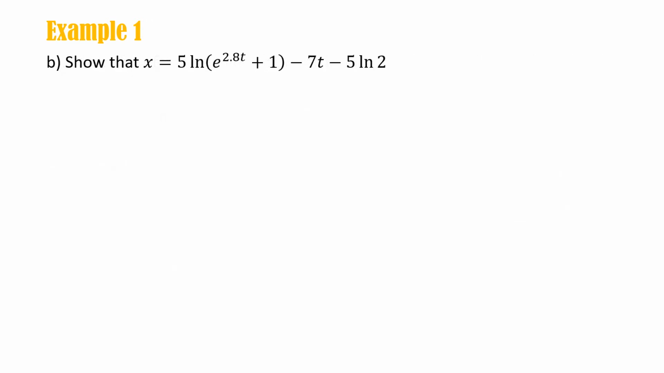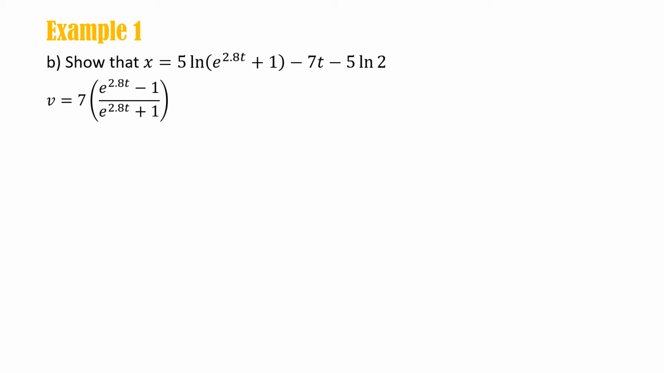For part B, we want to show that the displacement x is equal to 5 times the natural log of e to the 2.8t plus 1, minus 7t, minus 5 times the natural log of 2. Now we know from part A our velocity is equal to that. We want to get to displacement, so v, we're going to rewrite that as dx/dt. Our goal is then that we're going to integrate this so that we can get x by itself.